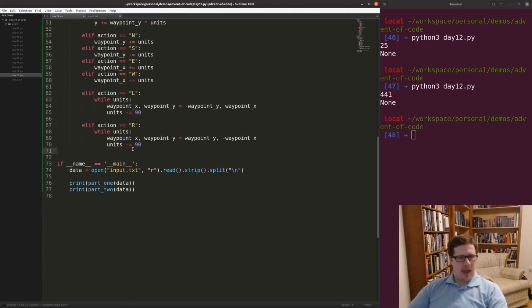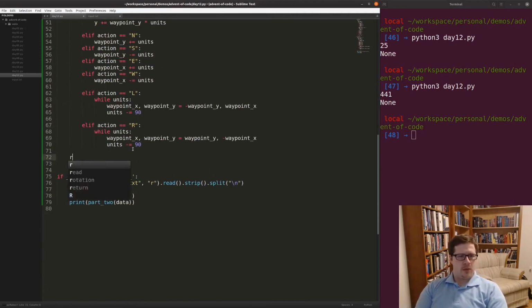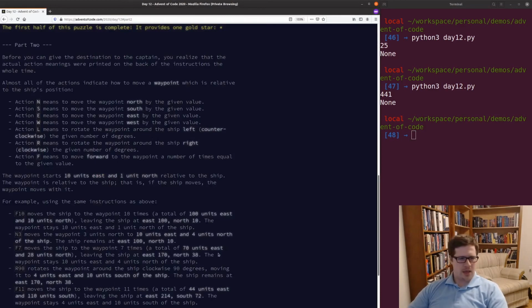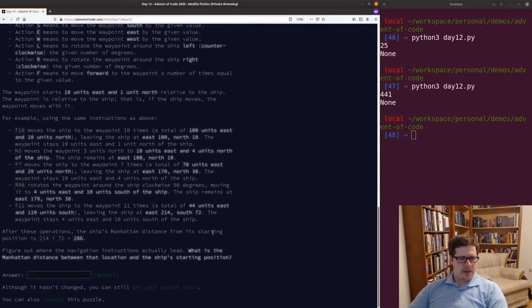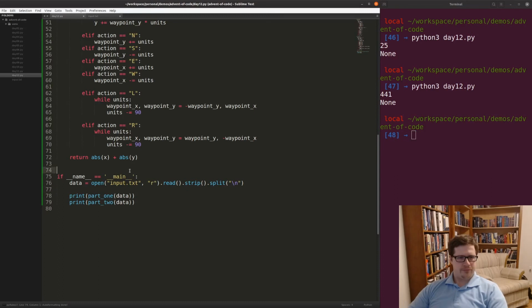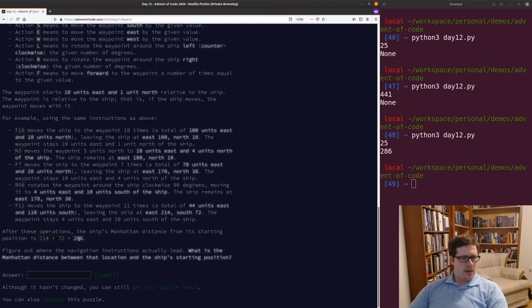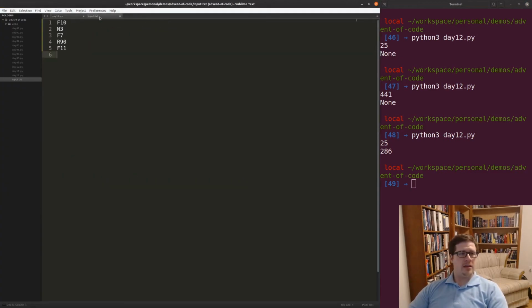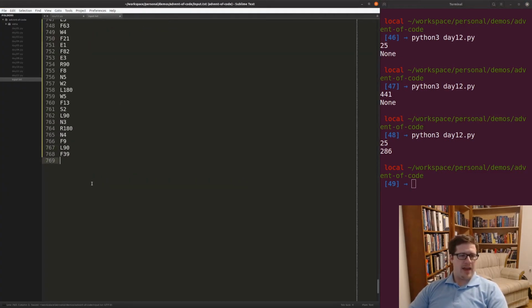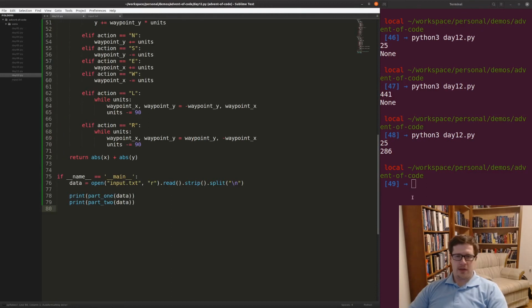Okay. And then, of course, we need to return abs x plus abs y, assuming that we're still doing the Manhattan distance here. Yep, still the Manhattan distance. Let's try this again. 286. The correct answer is 286. Okay, so that is promising. That is in fact the correct answer, so we've done this correctly, although it was kind of a limited example.